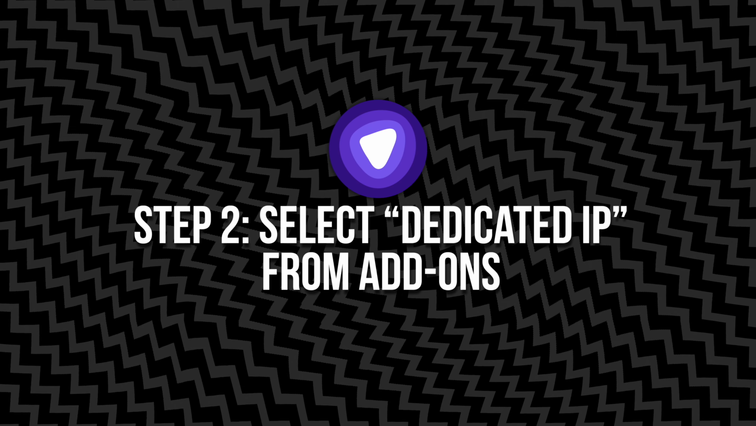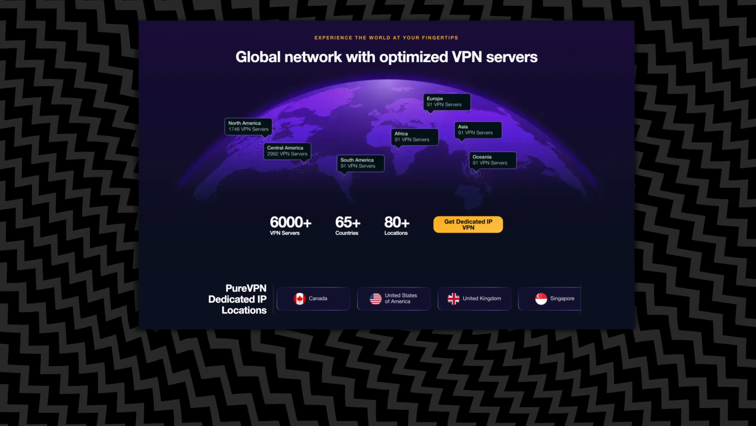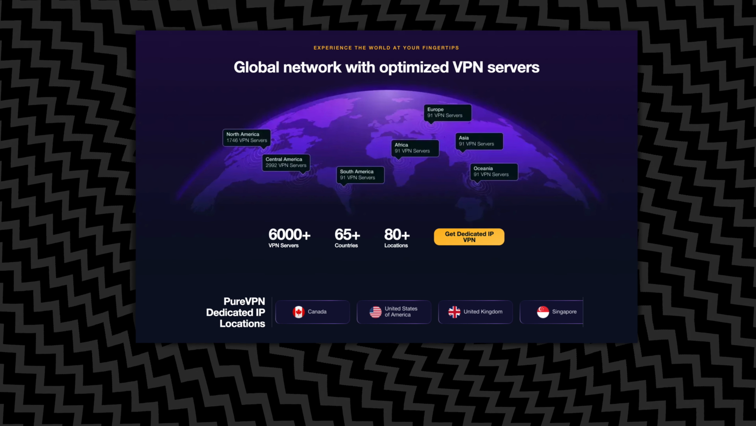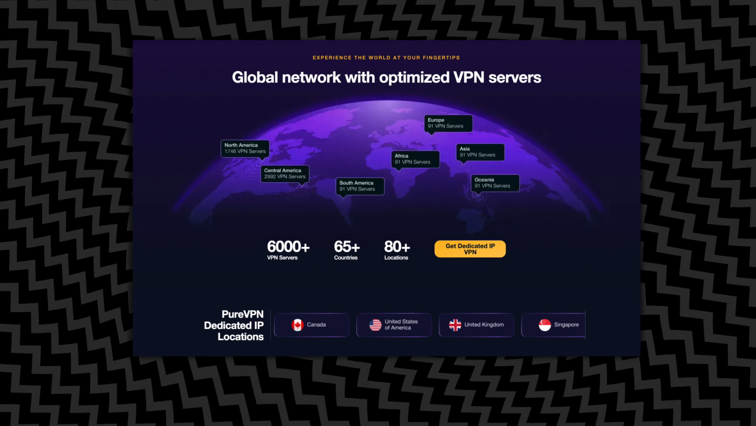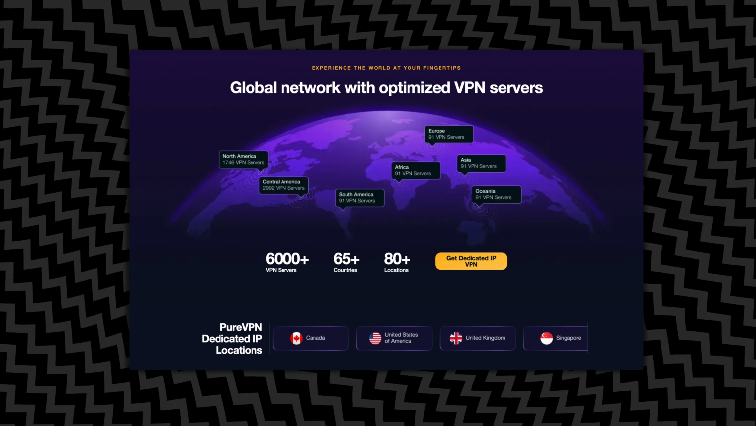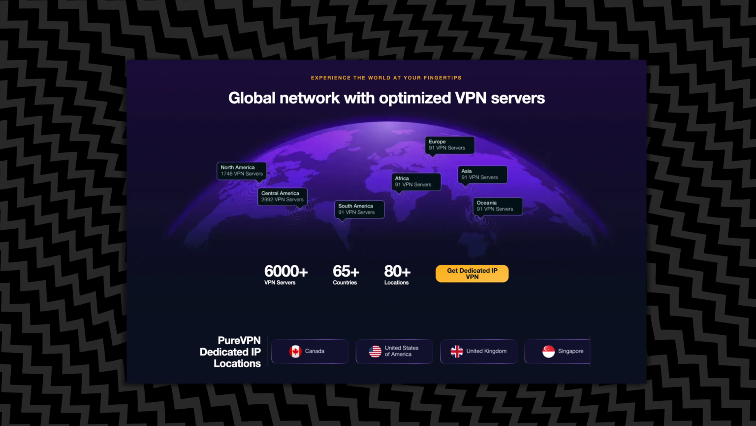Step number two is select dedicated IP from add-ons. Click on the dedicated IP option. You'll be asked to choose a location for your IP. For example, the US, the UK, Germany, or Canada. Pick the country that makes the most sense for how you'll use it. If you mainly need work logins or local accounts, choose the same region you live in. If you need it for region-specific access, pick that location instead.